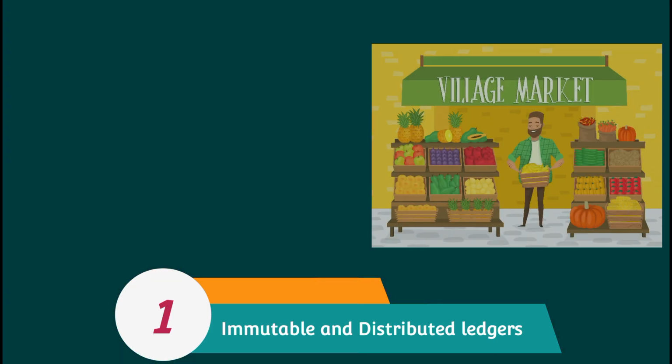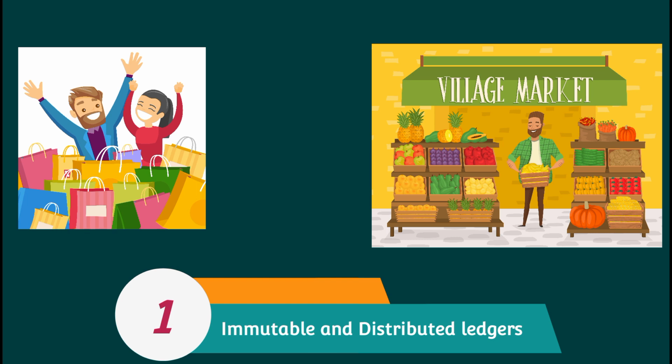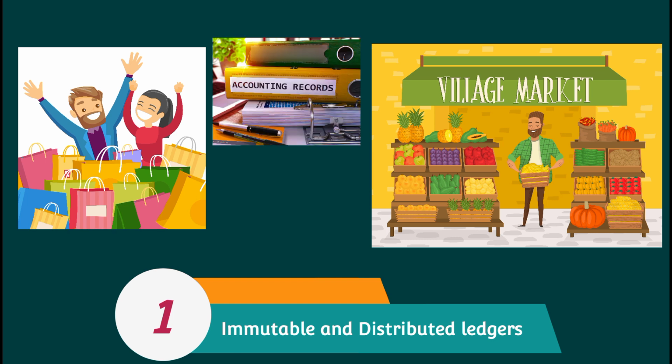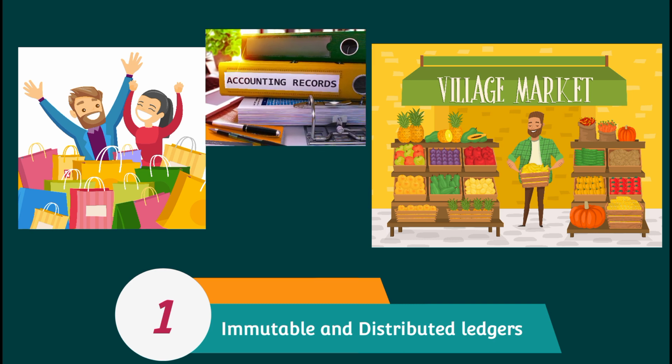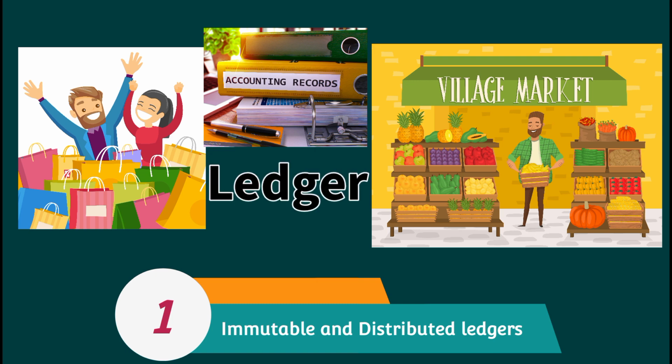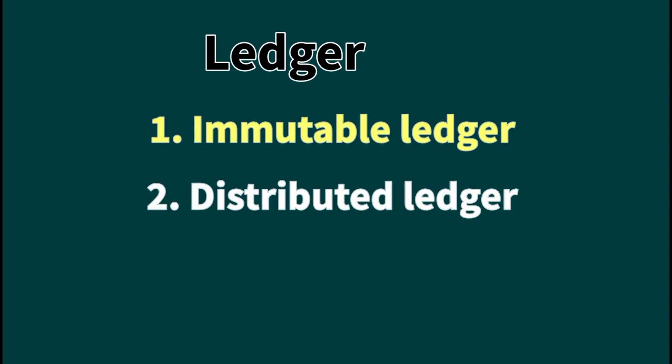First of all, let's know what are immutable and distributed ledgers. Suppose you are a shopkeeper and you sold a few goods, and you recorded details like transactions in a book. The book which you used to keep the record of transactions associated with a customer's account is called a ledger. A ledger could be a book of accounts or simply a digital record of transactions. And here, immutable and distributed ledgers are both digital records.